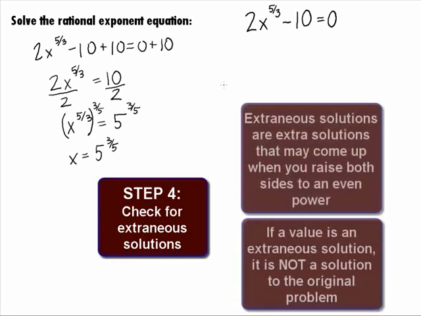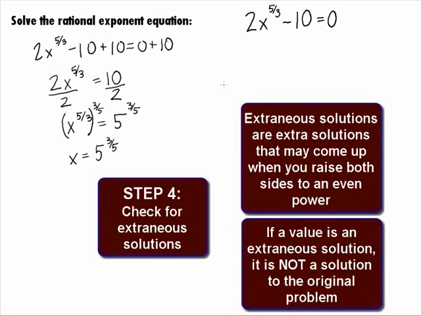When solving equations with rational exponents, extra solutions may come up when you raise both sides to an even power. These extra solutions are called extraneous solutions. If a value is an extraneous solution, it is not a solution to the original problem. In equations with rational exponents, you check for extraneous solutions by plugging the values you found back into the original problem. If the left side does not equal the right side, then you have an extraneous solution.